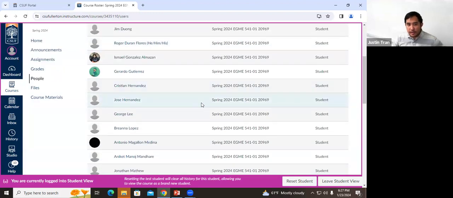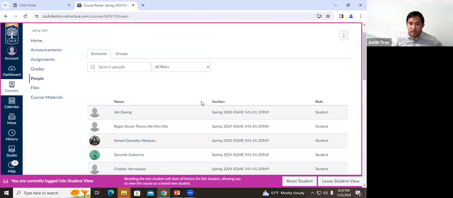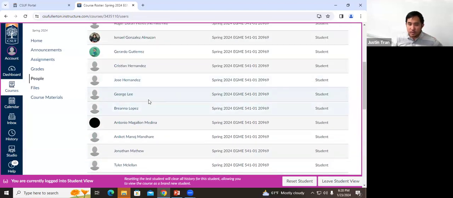The next tab is the People tab. I don't know how useful this is just because it's just a list of names. I don't think it even has your email addresses, but it's there, I guess.